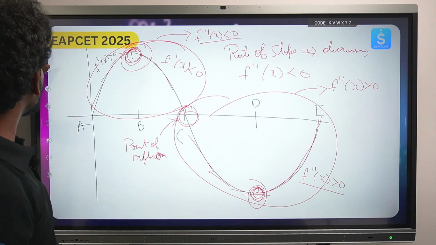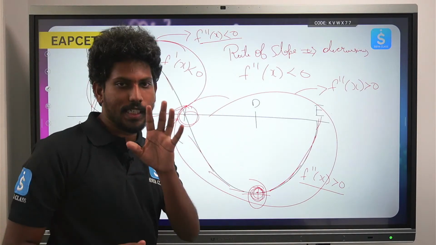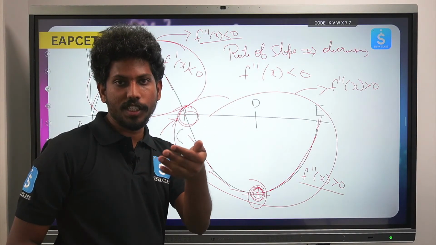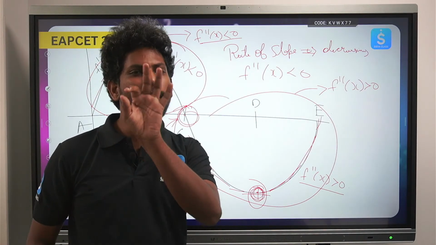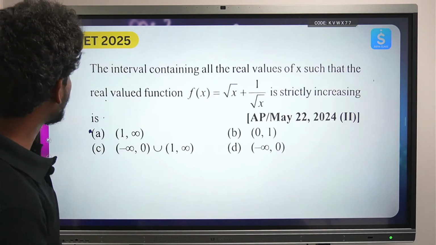So the final conclusion is, whenever we have f dash of x greater than or equal to 0, then it's an increasing function. Whenever f dash of x is less than or equal to 0, that's a decreasing function. Strictly means it will be strictly greater than 0. That's all we have. Now let's move on to the examples.